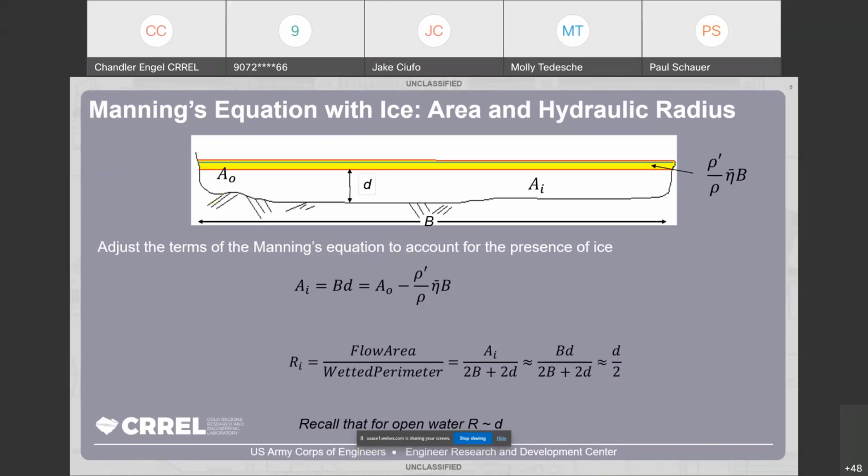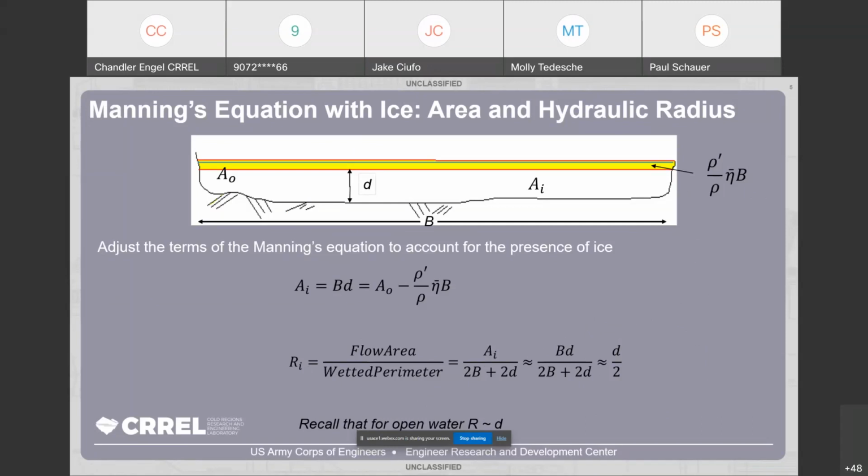If you drill a hole out in the ice, there's going to be water there, but the flow is only occurring under the ice cover. So that's an important aspect to consider. So now moving down to this next equation, R sub I is the ice affected hydraulic radius. So that's A sub I, the flow area under the ice, over the wetted perimeter.